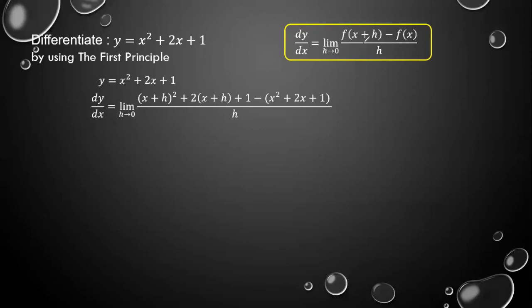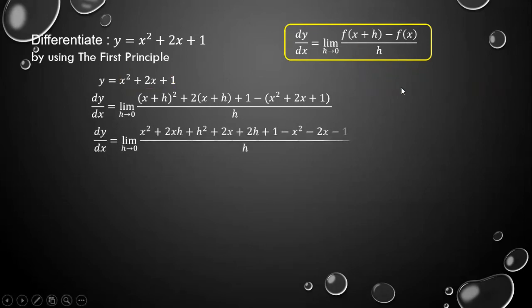Okay, this is the function of x plus h, right? When we have f(x) as x squared plus 2x plus 1, how do we modify this function to x plus h? You just copy this function. It will be (x plus h) squared, plus 2(x plus h), and then plus 1. Very easy, right? So you just copy the function and follow this formula: limit h to 0 of f(x plus h) minus f(x) over h. Okay, next.